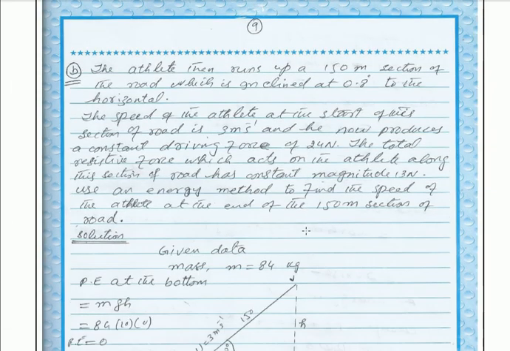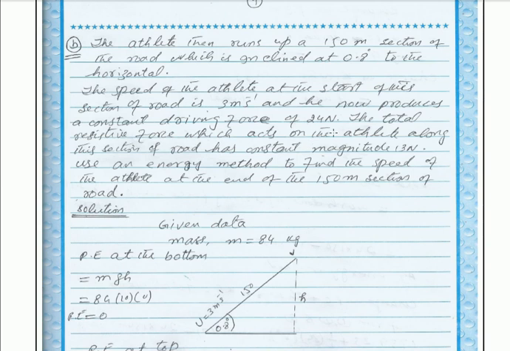In part B, the athlete then runs up a 150 meter section of the road which is inclined at an angle of 0.8 radians to the horizontal. The speed of the athlete at the start of this section of road is 3 meters per second and he now produces a constant driving force of 24 Newton. The total resistance force which acts on the athlete along this section of the road has a constant magnitude of 13 Newton. Use an energy method to find the speed of the athlete at the end of this 150 meter section of road.